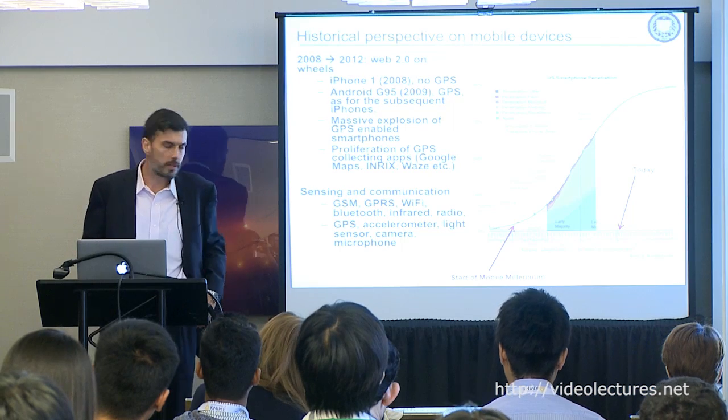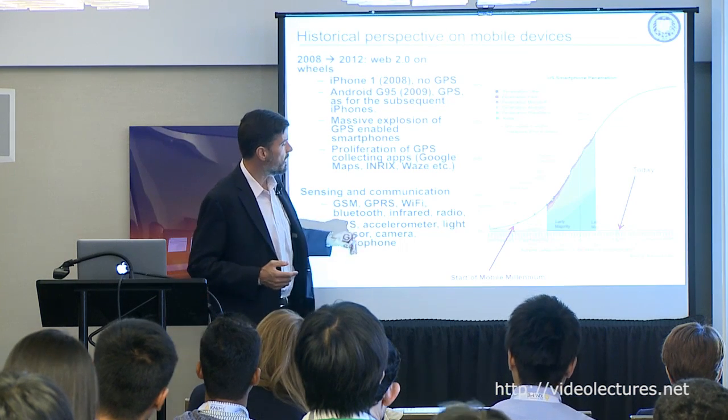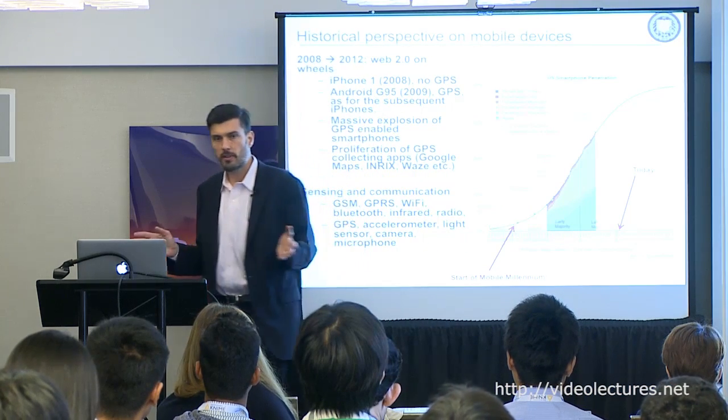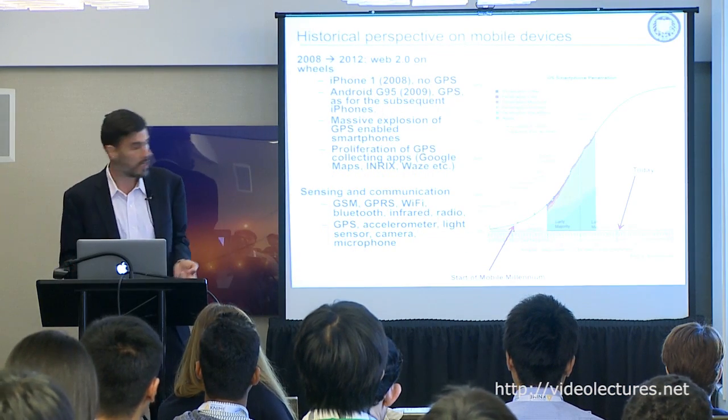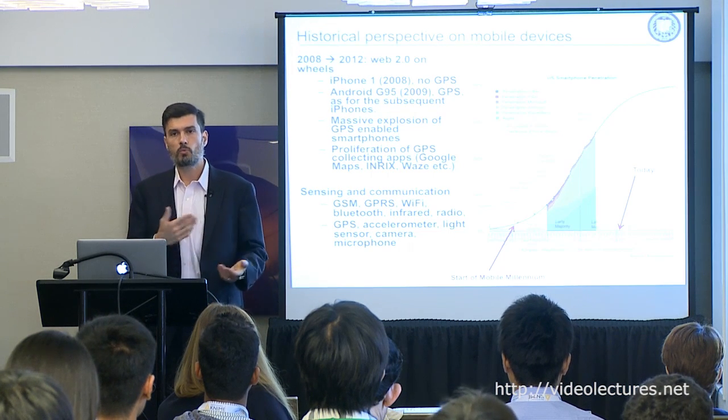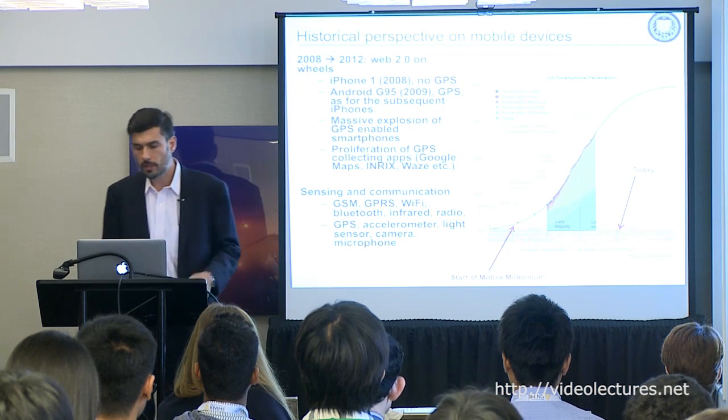And so the first part of the talk I'd like to give is really explaining the story of how we got from here to the explosion of mobile data for traffic and urban computing. And then in the second part of the talk, I'll give a notion of some of the algorithms and what can be done with the information that was generated by this data.